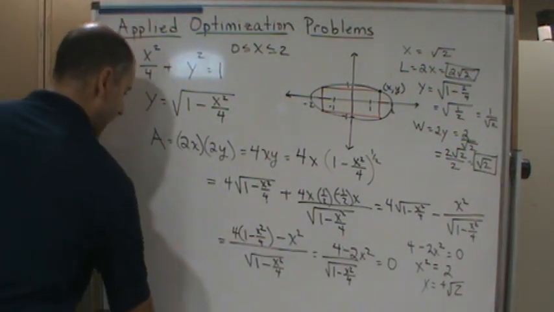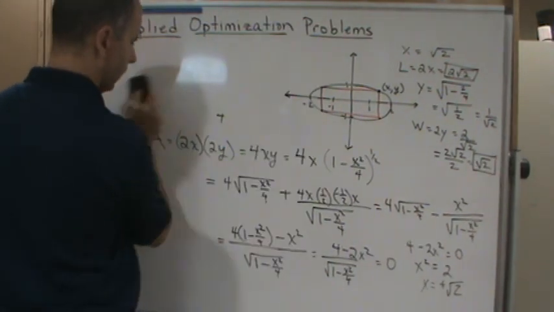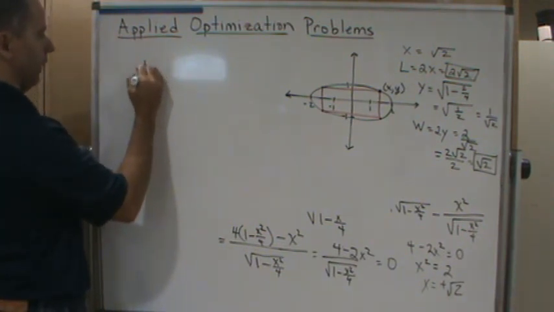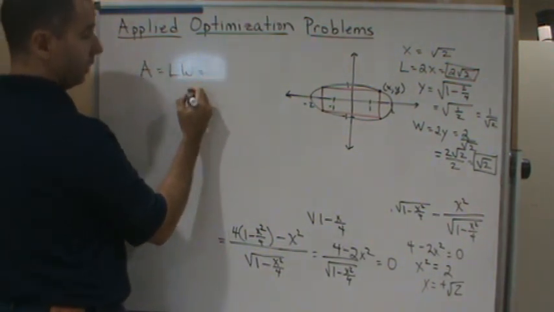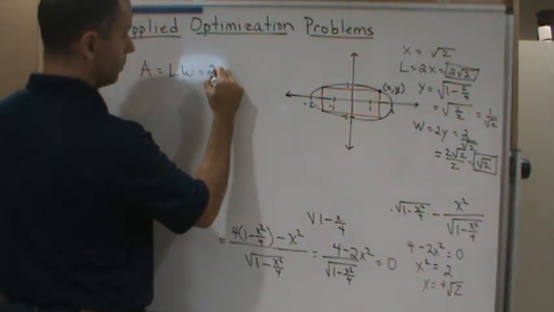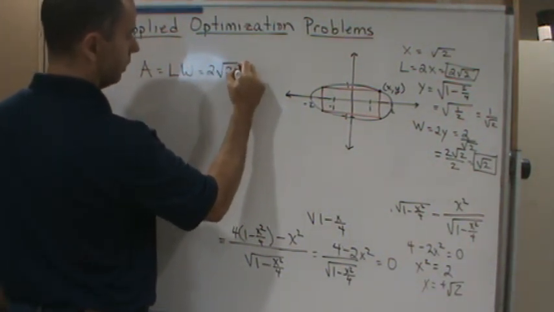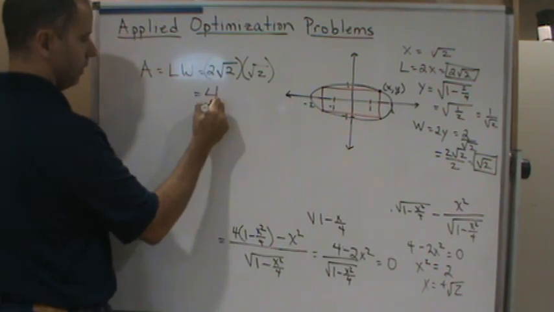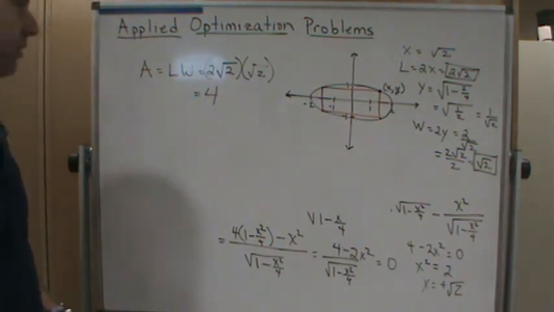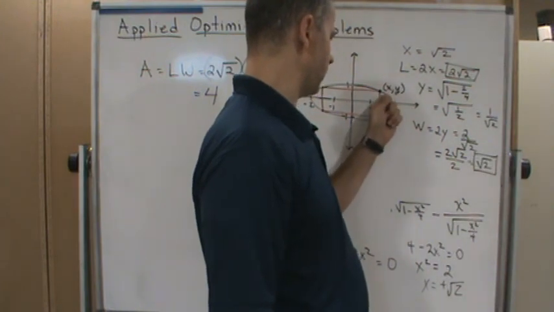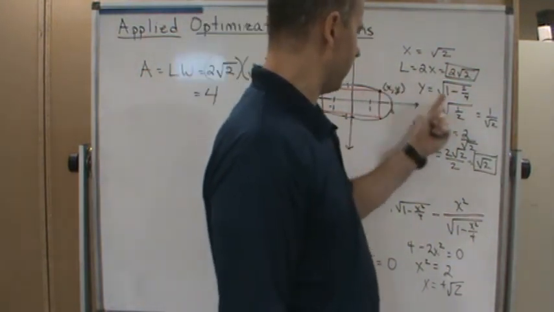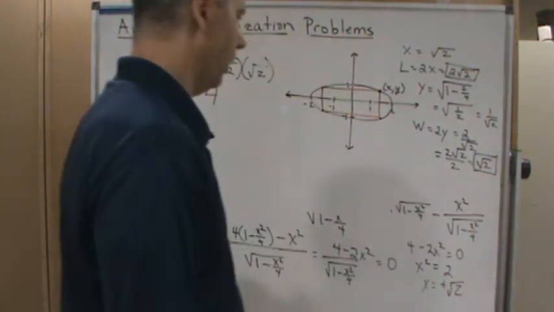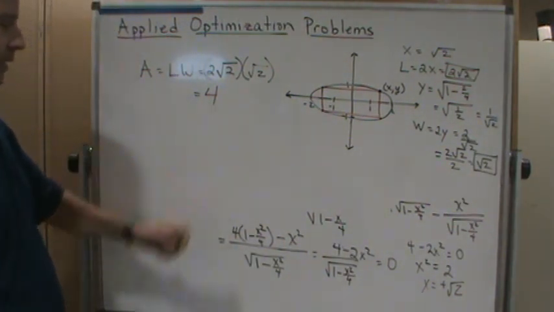And so now, what is the maximum area? Well, now we just multiply. So area equals length times width, which is going to equal 2 root 2 times root 2, which equals 4. So these are the dimensions. So again, to answer the question, what dimensions does it have to have? Well, it has to have a length of 2 root 2, and it has to have a width of root 2, and gives us an area of 4 units squared.